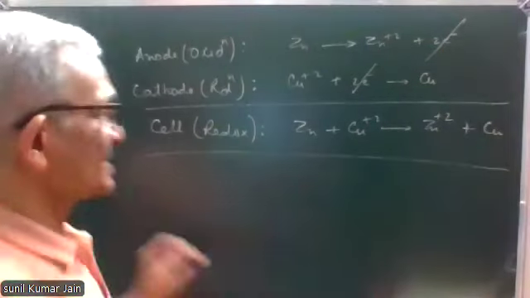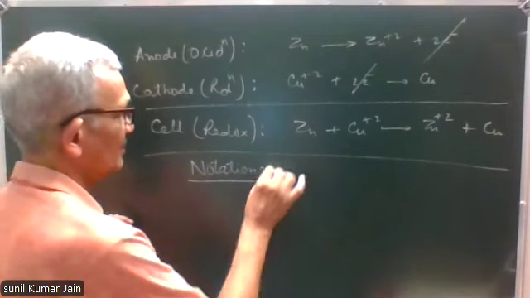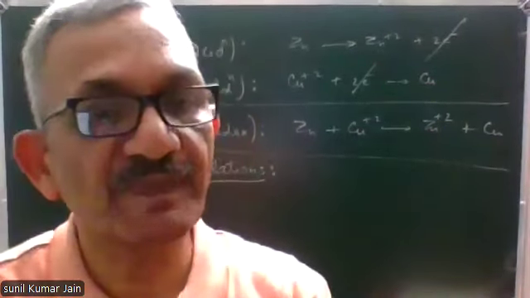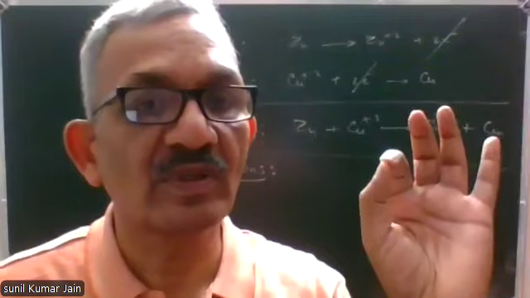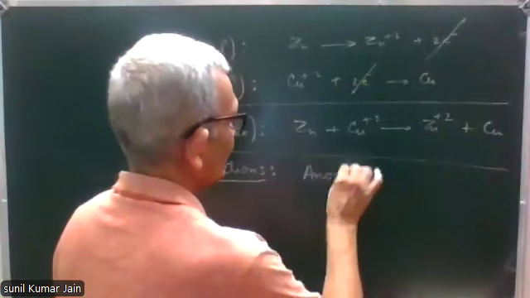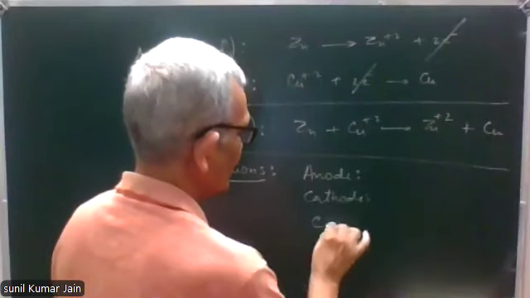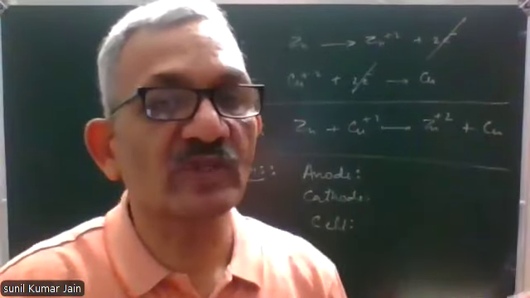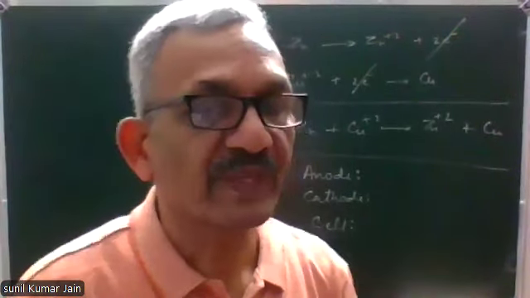Next topic, notations. Notations means symbolic representations. How do we represent cathode, anode, and cell in the form of notation, or you can say symbol? Anode, cathode, cell. Representation of cathode, anode, and cell is based on reactions involved. That's why I've not rubbed them.